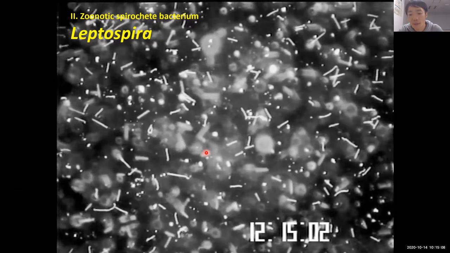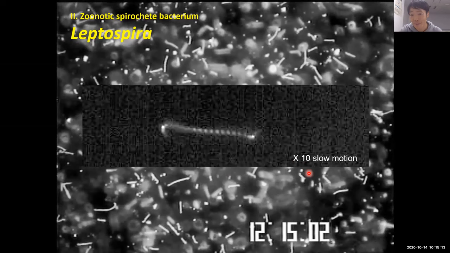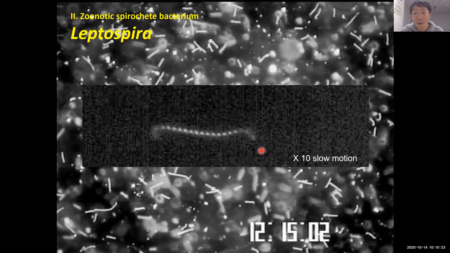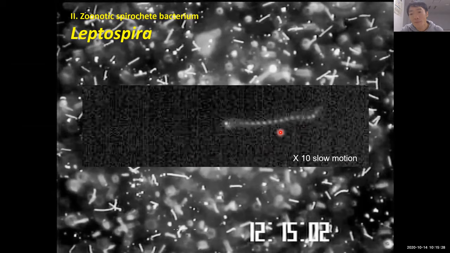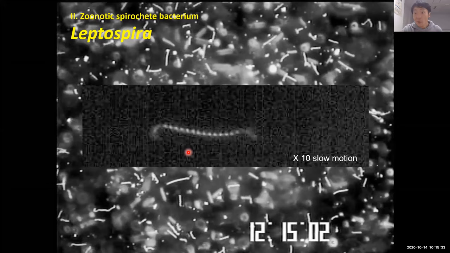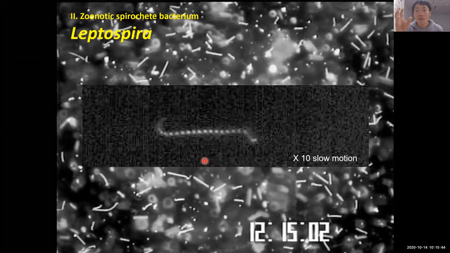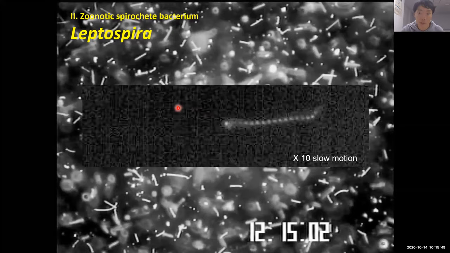If you magnify this one, it is a 10 times slow motion movie. Therefore, the actual movement is 10 times faster than this. So you can see the asymmetric shape, right? So spiral shape and the hook shape. And you can see the fast movement of the bright spot here. The bright spot corresponds to the coil-shaped body. So with the rotation of this coil body, you can find the movement of the bright spot from the anterior side to the posterior side.